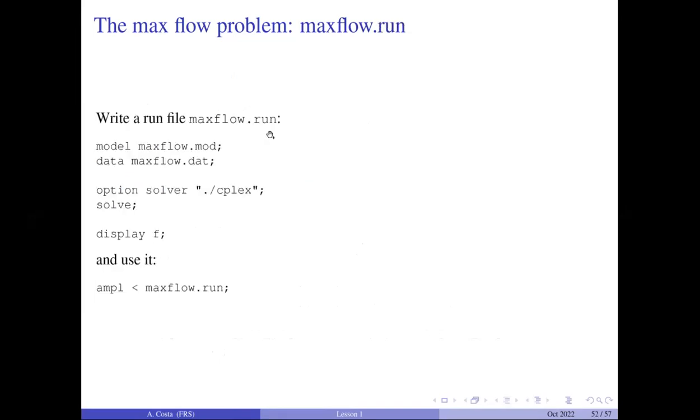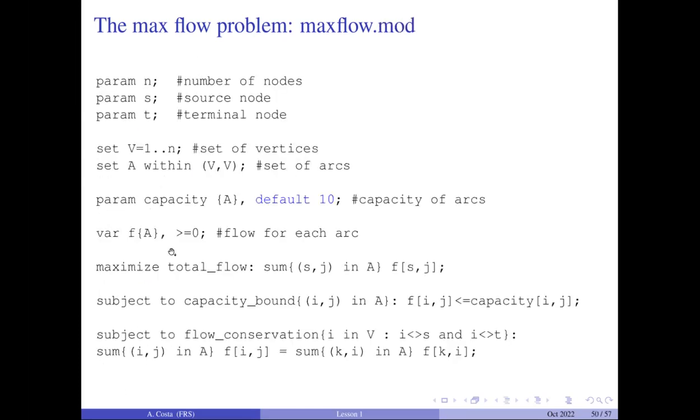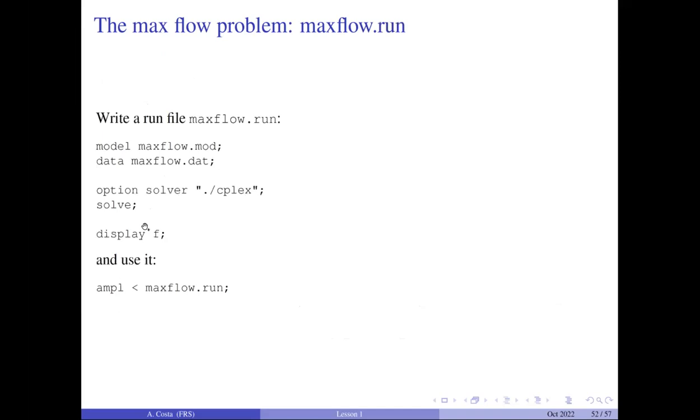Finally, we have the run file. So as usual, we say that the model is maxflow.mod, data maxflow.dat. Option solver simplex means that we want to use simplex to solve the problem. Solve means we want to solve the problem. We display f. F is the flow, so the variables. When you have a set of variables indexed by A, in this case, you just need to write the name of the variable f, and Simplex will tell you the list of the values.